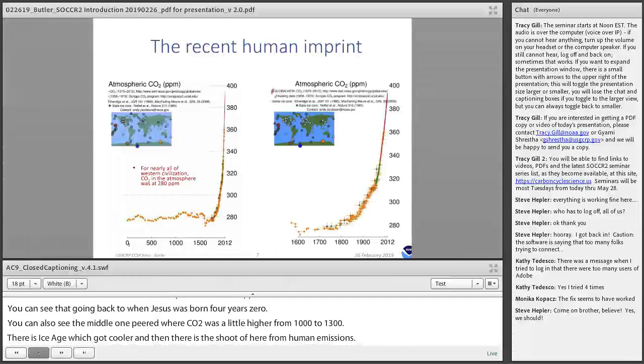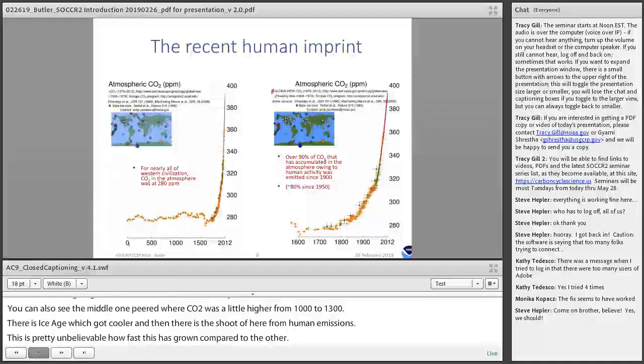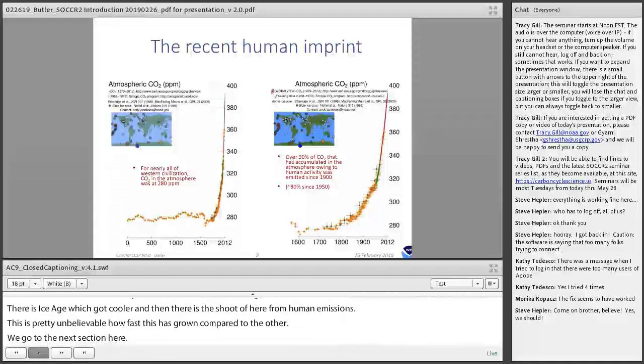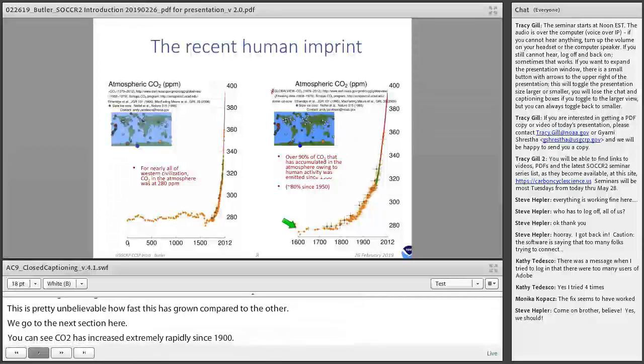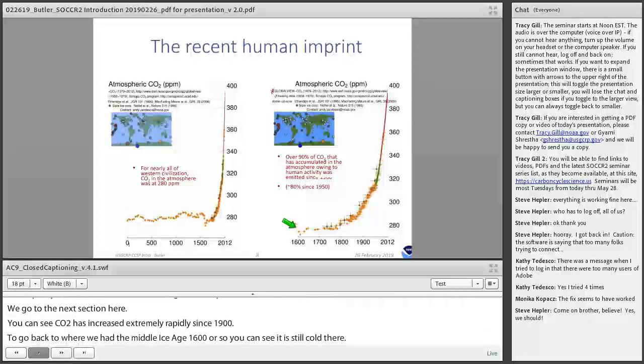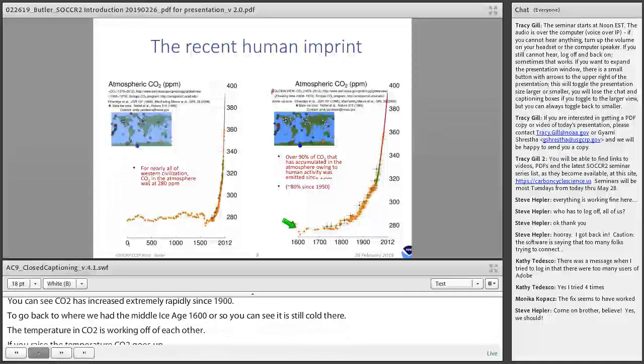If we go to the next section here, you can see that CO2 has increased extremely rapidly since 1900. If you go back to where we have the little ice age, at 1600 or so, you can see it's still cold there. Less CO2 in the atmosphere, the temperature and CO2 working off of each other. If you raise the temperature, CO2 goes up. If you increase CO2, that makes the temperature go up. So you can see that cycle there is a positive feedback. And it will not stop unless something acts on it from the outside.